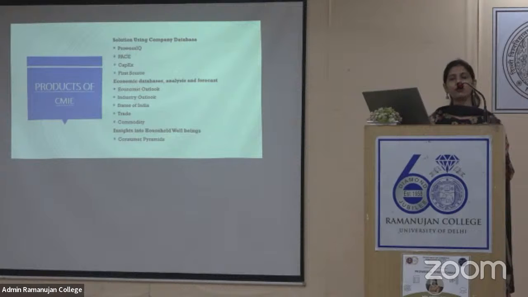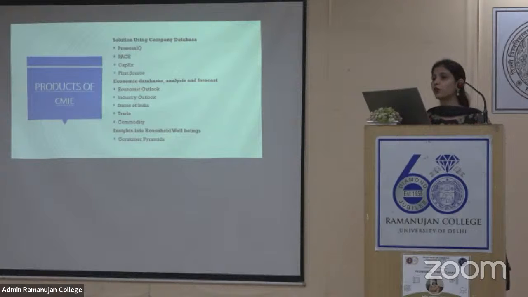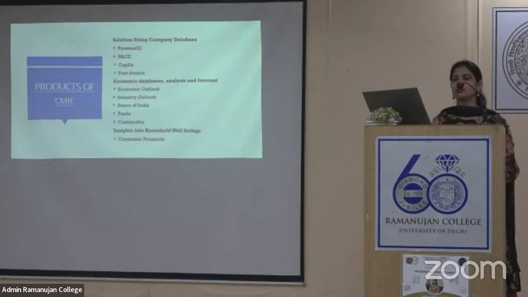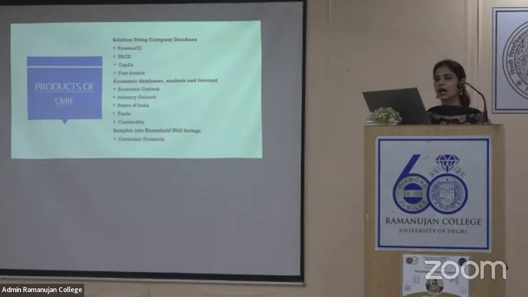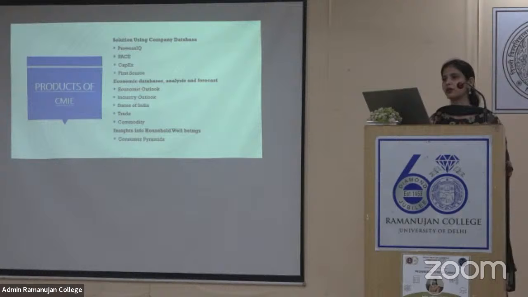If you look at the economic database, we have economic outlook and industry outlook, with around 209 industries included in the industry outlook database. States of India: if you want data state-wise, regional-wise, district-wise, that's also provided by CMIE. Trade, import-export data, commodity, derivatives, future, option, metals, minerals, any kind of commodity you can get from this database. And from 2016 onwards, we have the Consumer Pyramids provided by CMIE.